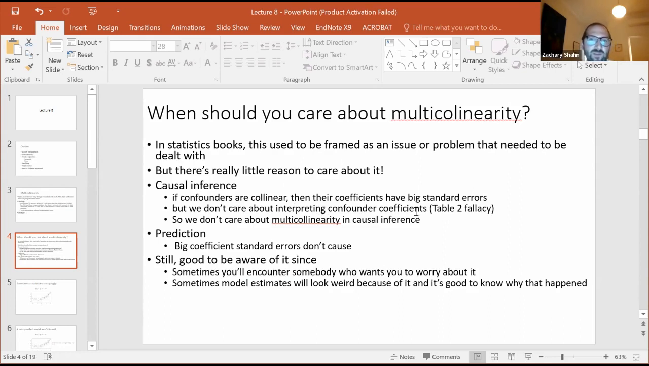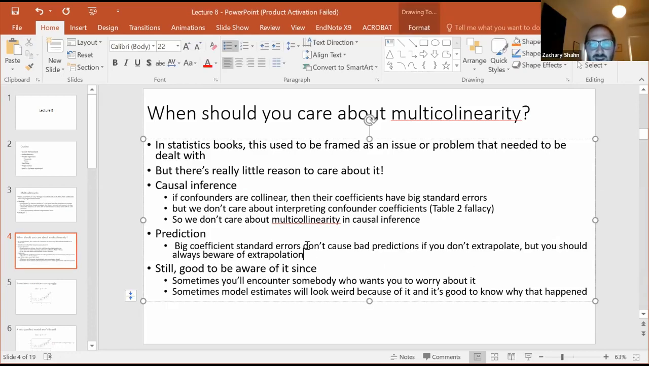We talked about the table 2 fallacy, which is basically to care about coefficients of things that aren't the treatment in a causal inference problem. So it doesn't matter, right? We just care about the predictions. And in standardization, we only ever predict using covariate values that actually literally appear in the data. It doesn't hurt us. We're not needing to extrapolate. So we basically just don't care about it in causal inference.